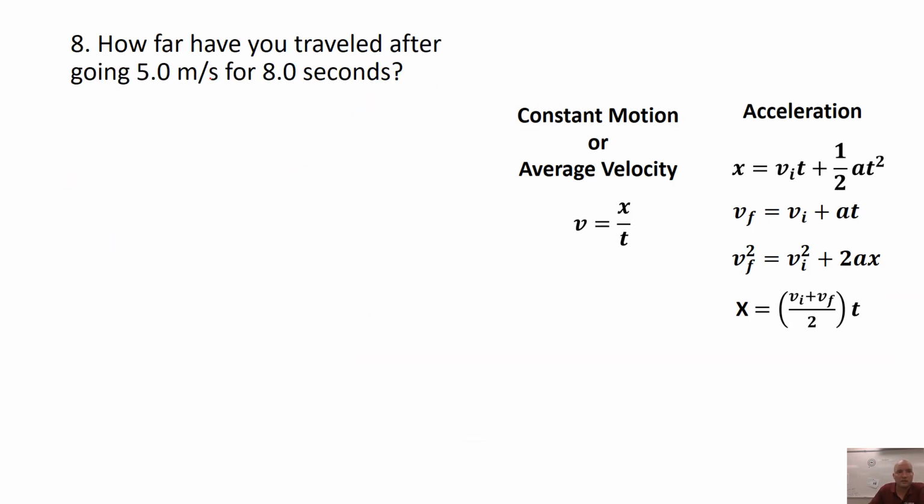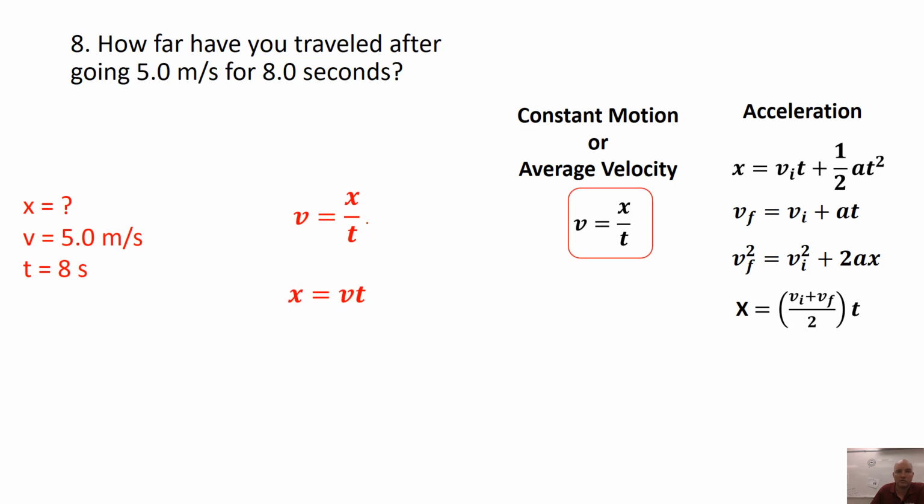How far have you traveled after going 5 meters per second for 8 seconds? There's nothing to tell you there's any sort of acceleration going on. You just went 5 meters per second for 8 seconds. You're not going faster, you're not going slower. It's not asking you where you started. So that's going to lead you to v equals x over t, the constant motion equation. We're going to rearrange that. X is on top, we want to solve for that. So we're going to multiply t out, leaving you with x, and x equals v times t.